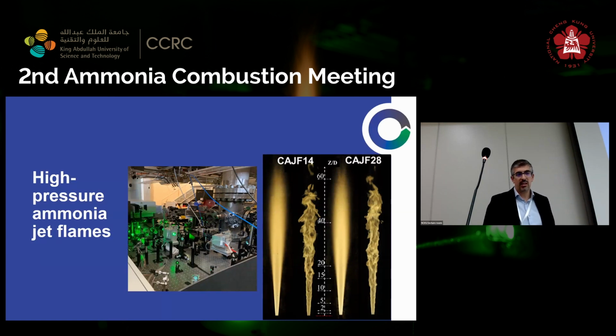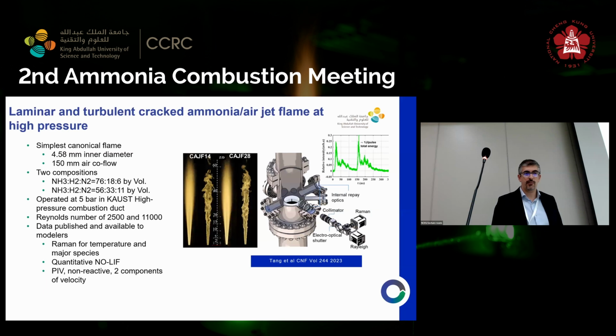The data were collected a few years ago, I would say, and this is a high pressure ammonia jet flame. The motivation for this flame back then was really answering the question, can we do Raman scattering for temperature and species in an ammonia flame? So of course the answer is yes, that's why we're here.